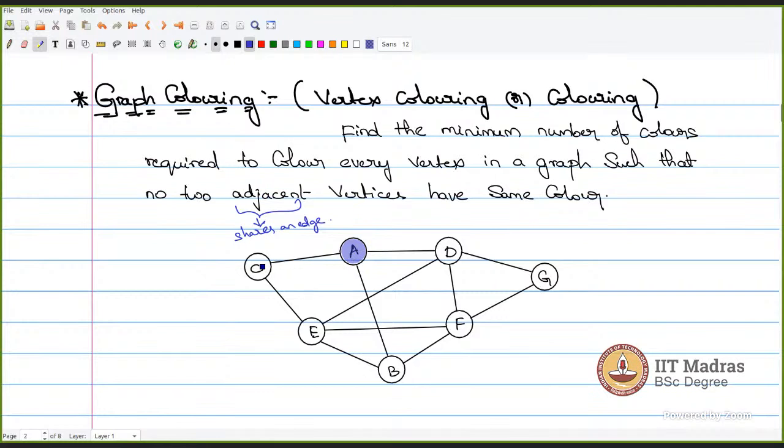So you cannot give C, D, B the same color. You choose the vertex which can be given blue color. So E, F, G can be given blue color. So which vertex? Choose any random vertex. F. Because E and F become adjacent to each other. Okay. So we choose F now.